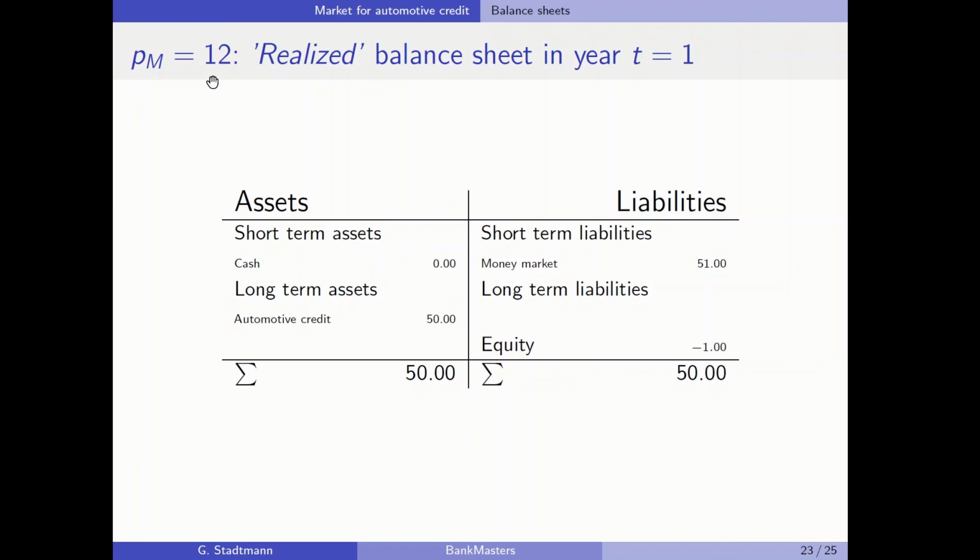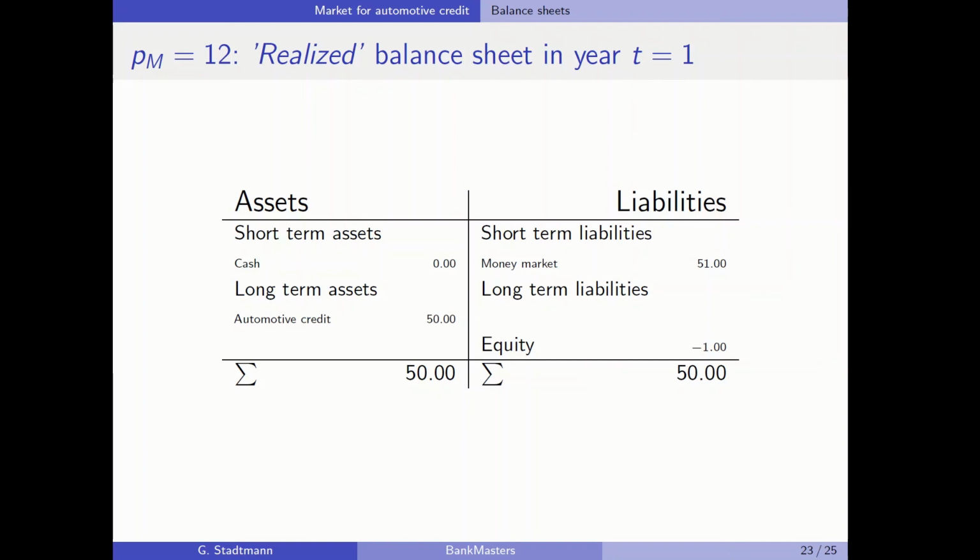When the interest rate increases to 12% at the money market, we have a big problem because we are buying liquidity at 12% and we are selling it at 10%, so the profit margin is negative. So in this scenario, we receive revenues of 5 euros from the automotive credit market, but we have costs of 6 euros in the money market. So we have a negative cash outflow of like 1 euro.